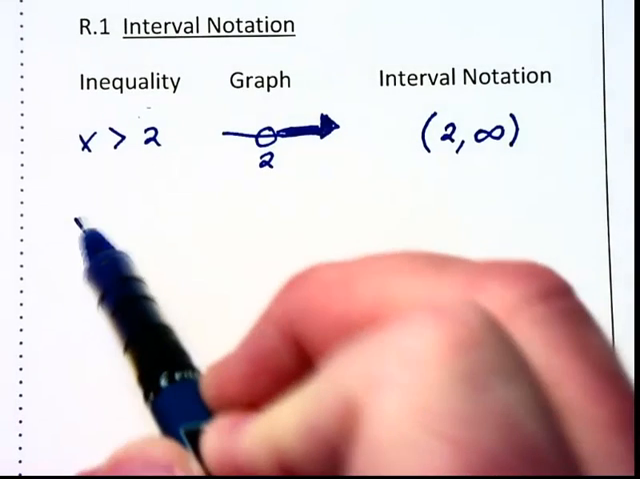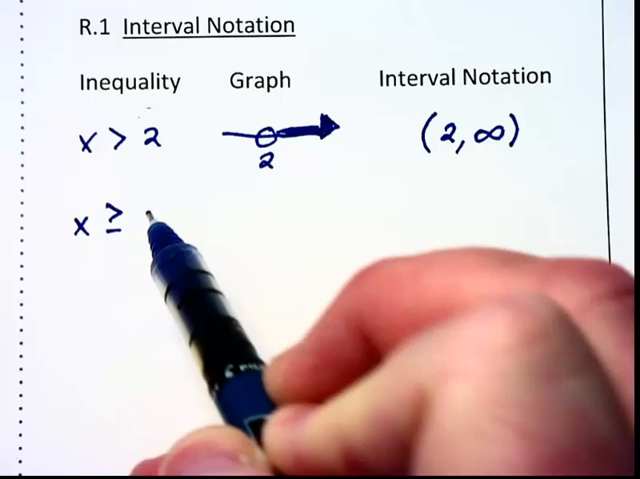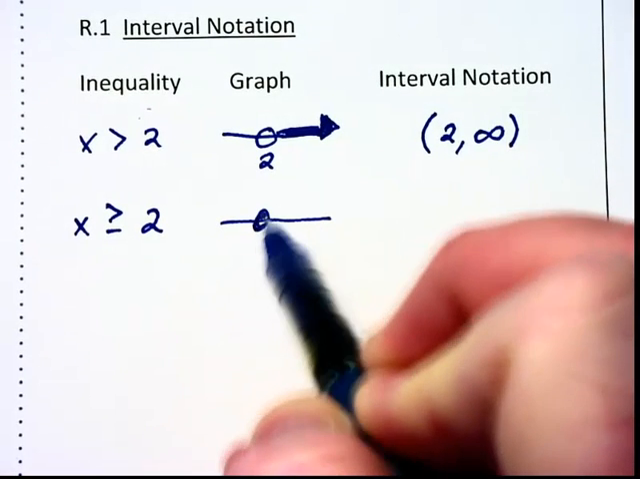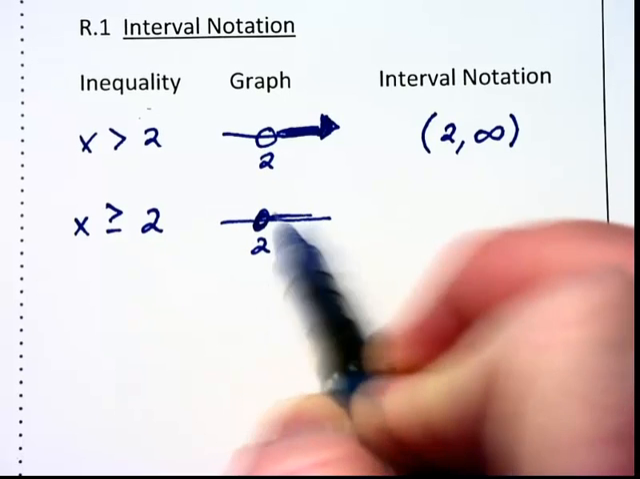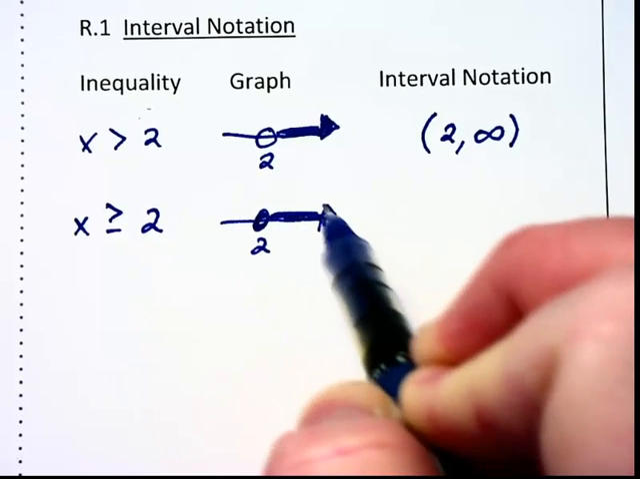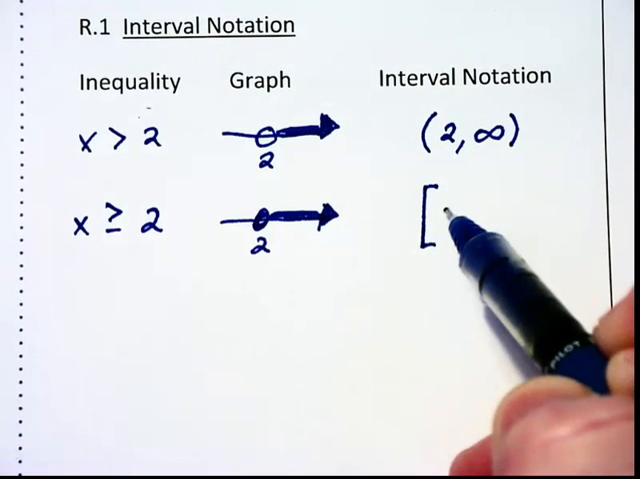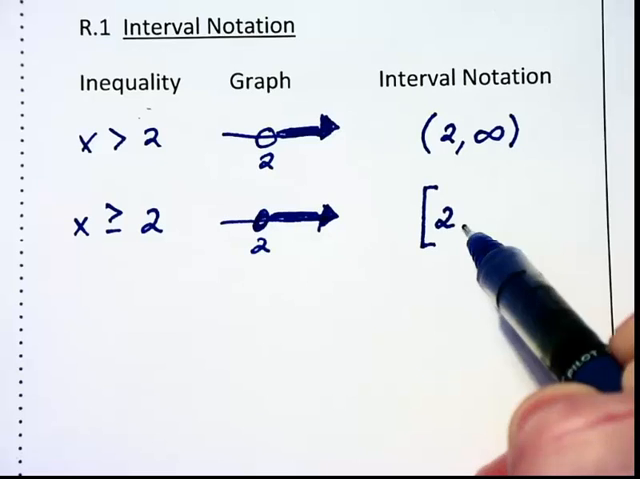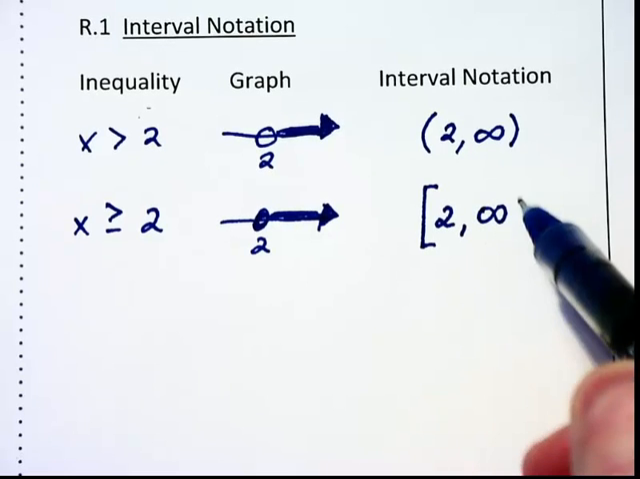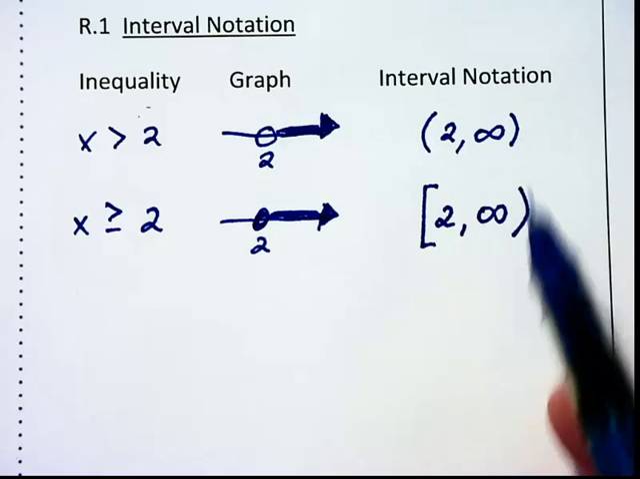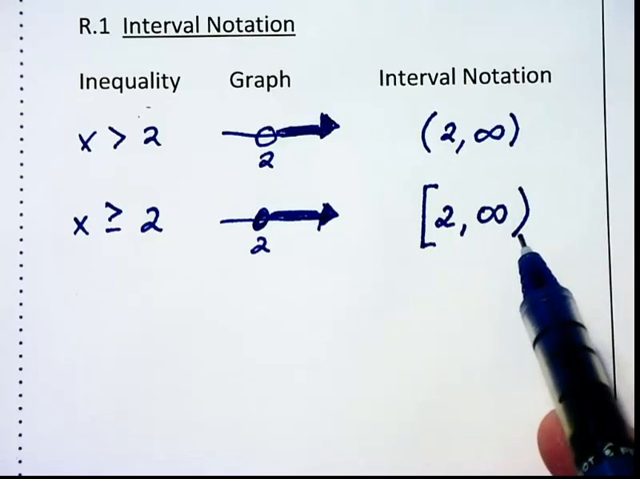When we do include the 2 and we have x is greater than or equal to 2, the graph has a filled-in circle at the number 2 before it then gets shaded to the right. We indicate this in interval notation with an open bracket at the number 2 on up then to positive infinity. Infinity never gets a bracket symbol because you can never equal infinity. Infinity is a concept rather than a number itself.